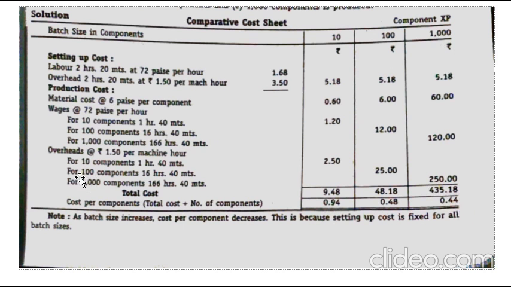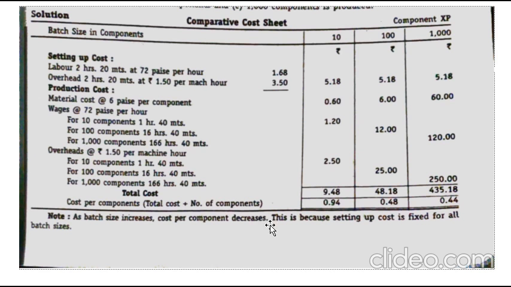So the note we try to conclude in this problem is, as batch size increases, that is from 10, 100 and 1000, cost per component decreases. This is because setting up cost is fixed for all batches. You can see as the batch size is increasing, the cost per component is decreasing because the setting up cost is fixed, and it will not bring any variation in the cost irrespective of the increase in the batches. So when it is 10, it was 0.94. When it is 100, it is 0.48, and when it is 1000, 0.44.